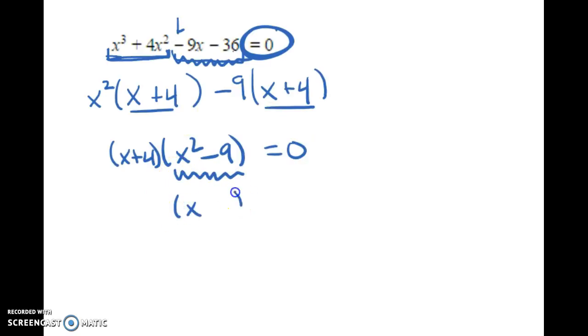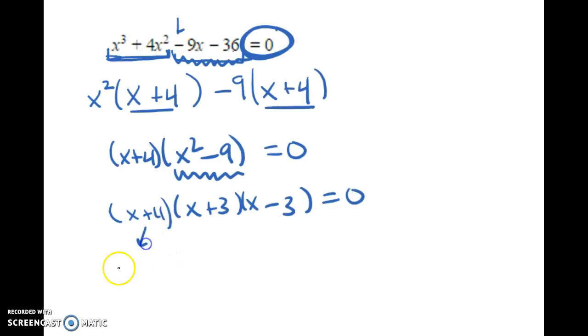This is x, 3 plus and minus. And then we have x plus 4. And that again has to equal 0. So I'll set each of these factors equal to 0 and solve to get the solutions to the equation.